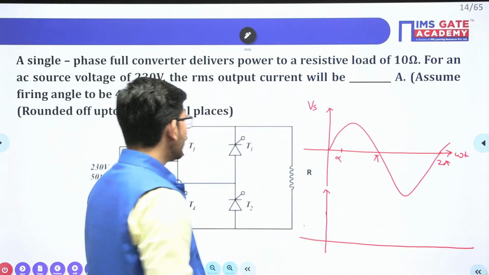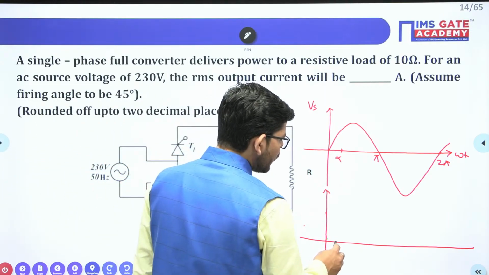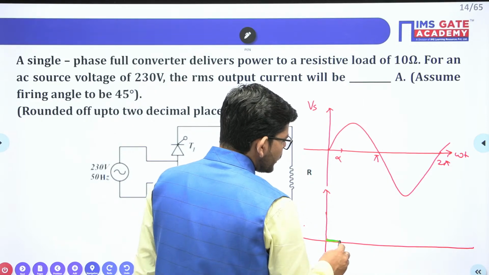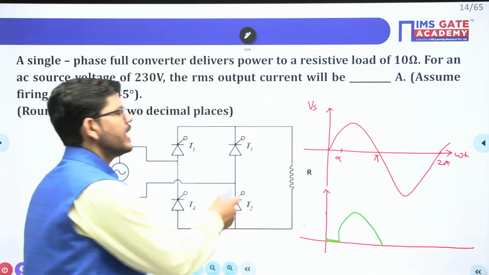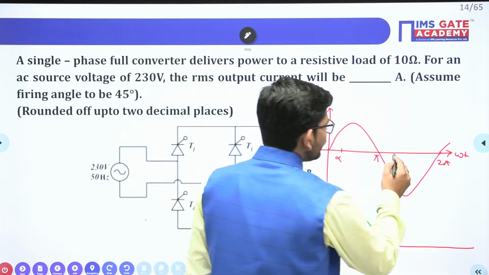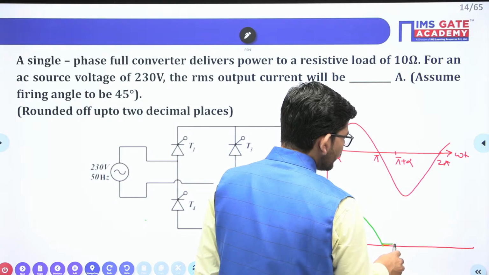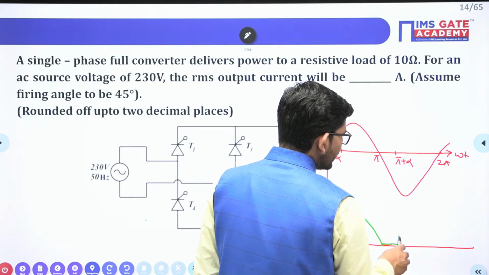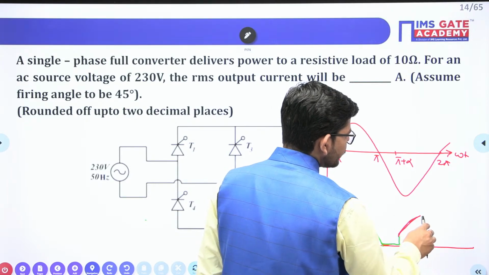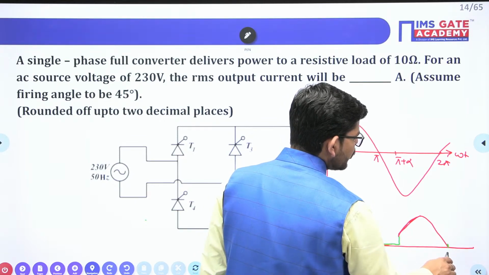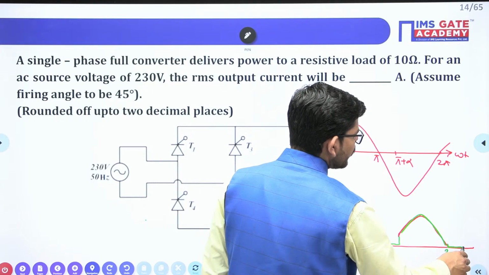at the angle alpha, during the positive cycle you will trigger T1 and T2. T1 and T2 from alpha will follow the input voltage up till the moment pi. After that, since we have a resistive load, from pi to the next moment pi plus alpha, the output voltage will be 0. When we fire T3, T4 again at pi plus alpha, this will be the output voltage up till the moment 2 pi, and again the same scenario will continue.